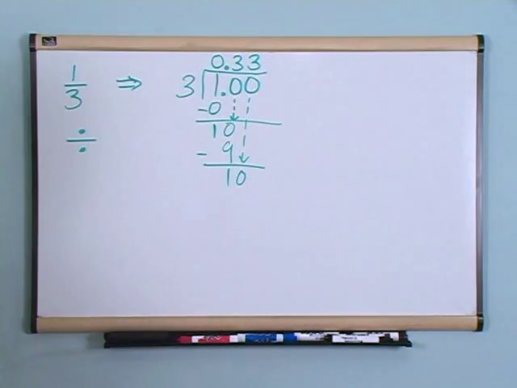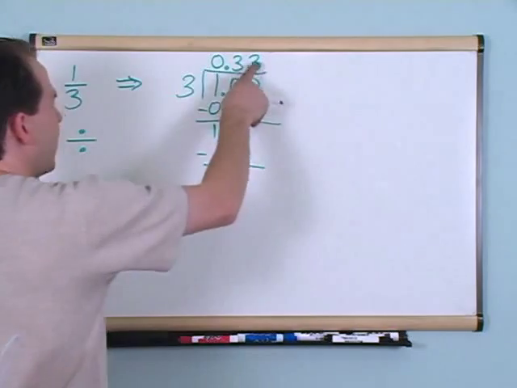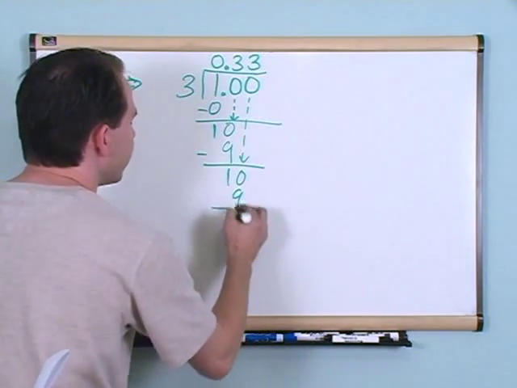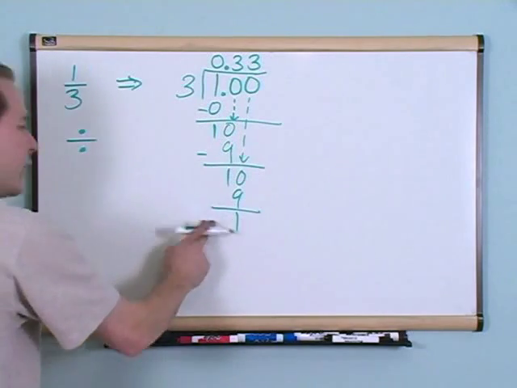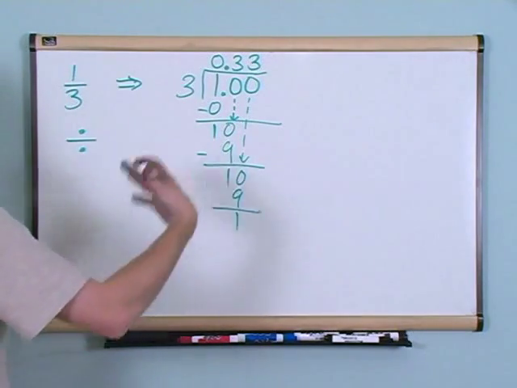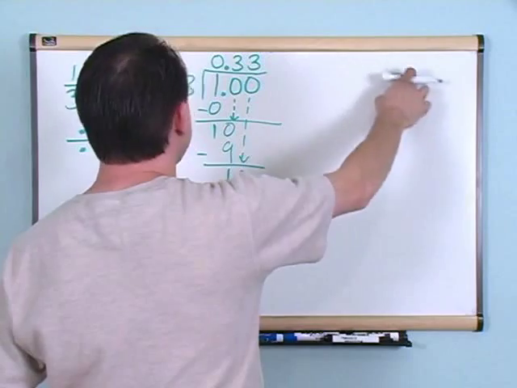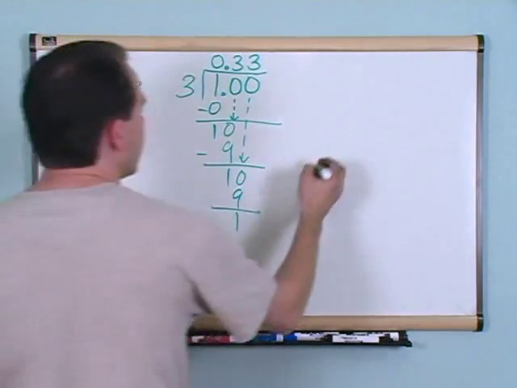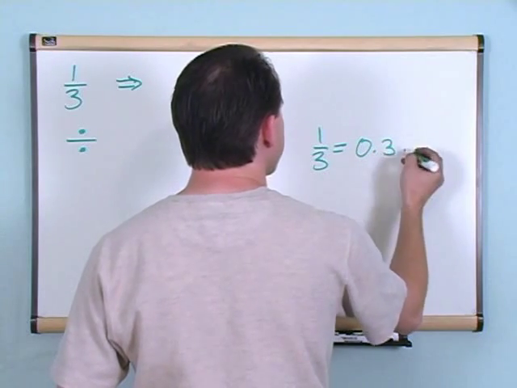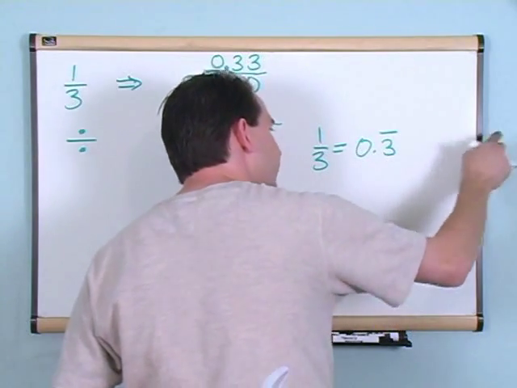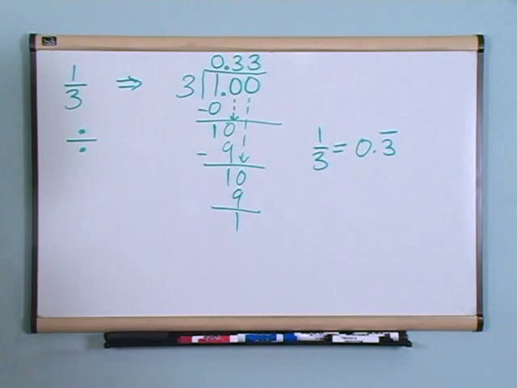You see, I'm in one of these repeating patterns because every time I do this, I'm going to put a 9 down here and subtract, and I'm going to get a 1. I'm going to have to drag another 0. Here was 10, here was 10, here I'm working on doing another 10. The same thing's going to happen, so I'm going to put a bunch of 3's up here. So, 1/3 is exactly equal to 0.3333333, and the bar just means 3 repeats over and over again.